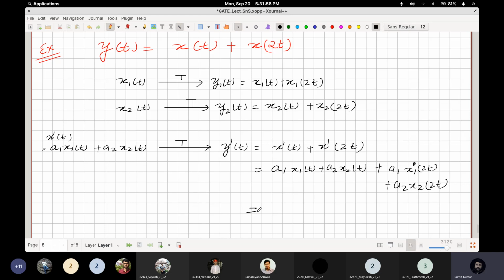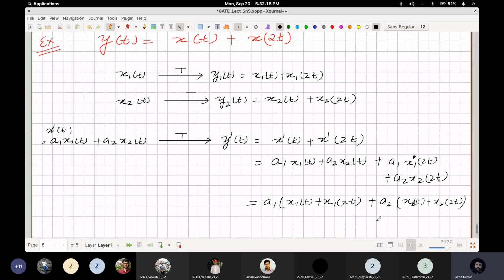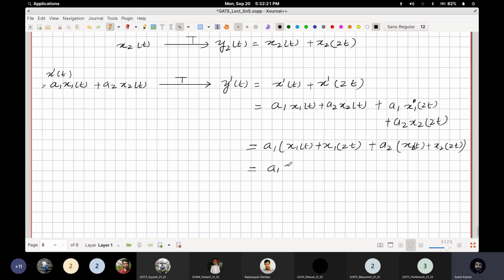If I take a1 common, what am I going to get? x1(t) plus x1(2t). Similarly, if I take a2 common, what will I be getting? x2(t) plus x2(2t). So you can clearly see that this is equal to a1 y1(t), and this is equal to a2 y2(t). So a1 x1(t) is producing a1 y1(t) plus a2 y2(t). So this system is linear. So the system is? Linear.